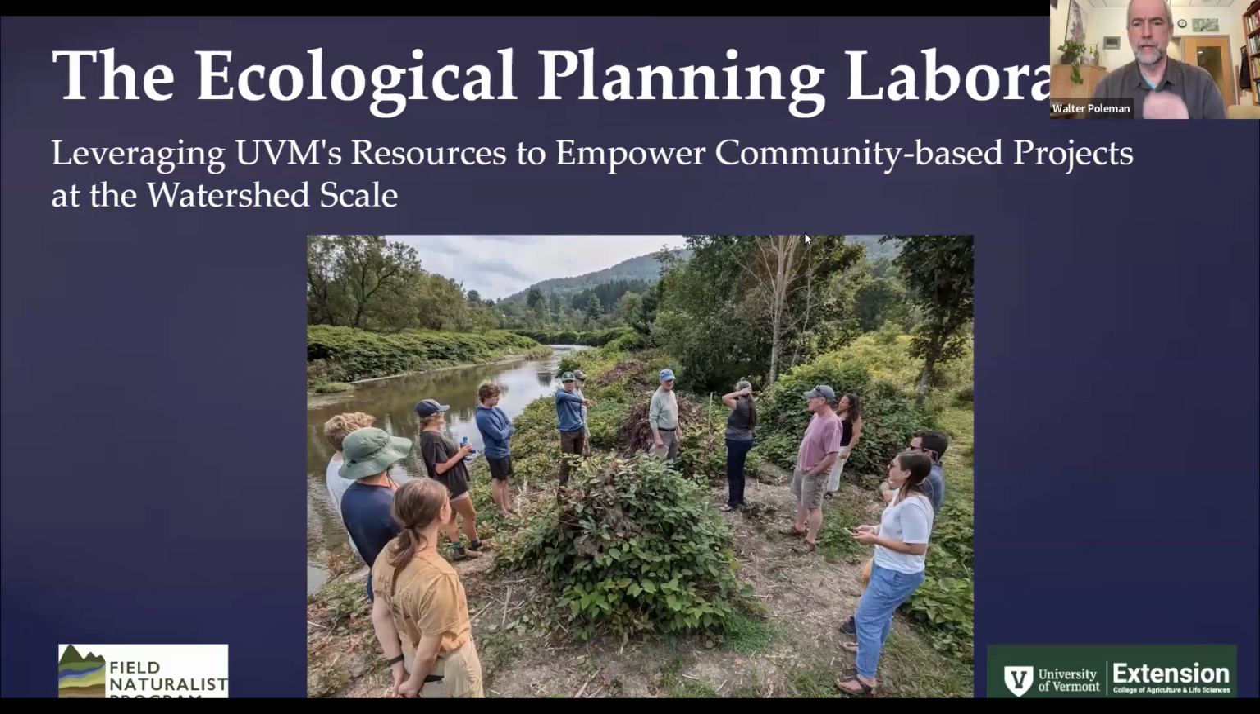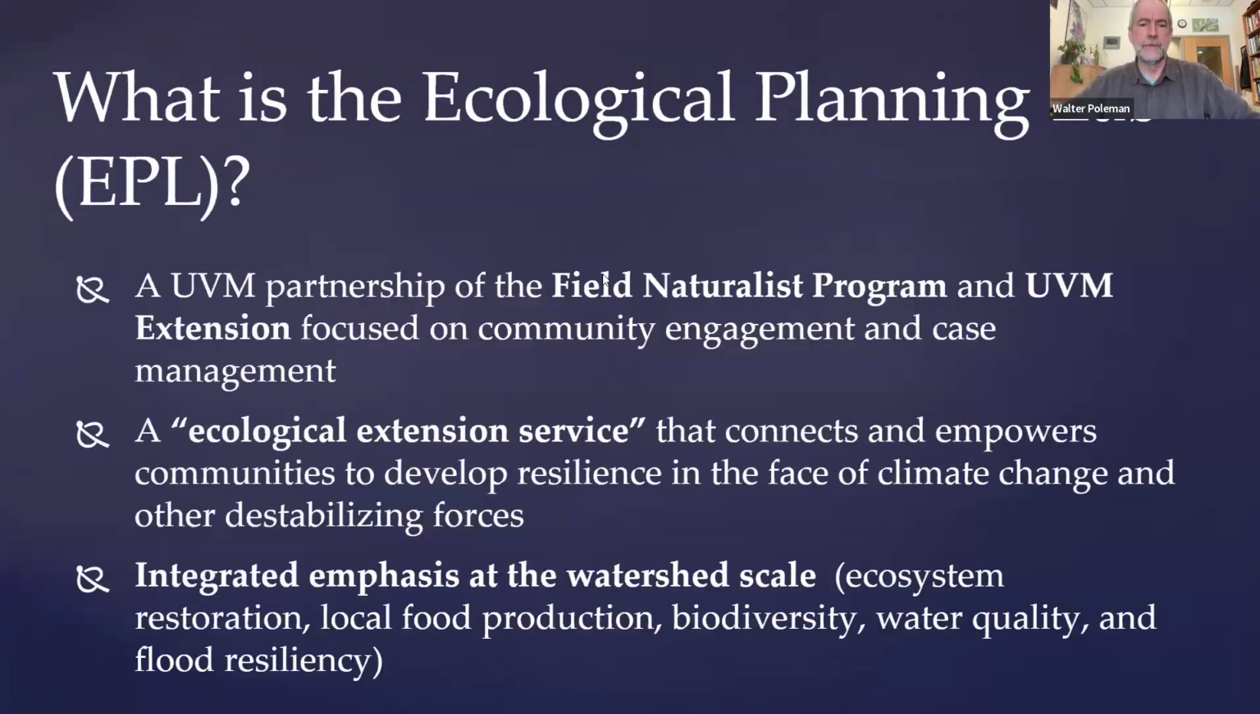And I want to share with you about the Ecological Planning Laboratory. It's a new community outreach effort at UVM to support the work of communities, really at the watershed scale. How do we leverage what we have available? And I'll go through some slides here. Sam, you can go to the next slide. I'll just basically say, what is this thing? It's a partnership of a program I direct, the Field Naturalist Graduate Program at UVM, which is really a training in conservation science, integrated field science and communications, together with UVM Extension, which, as you know, is the land grant function reaching out to communities to support often work in agriculture and forestry, but increasingly at the watershed scale. And we look at it as sort of an ecological extension service where we can provide assistance to communities to help them really develop resilience in the face of climate change.